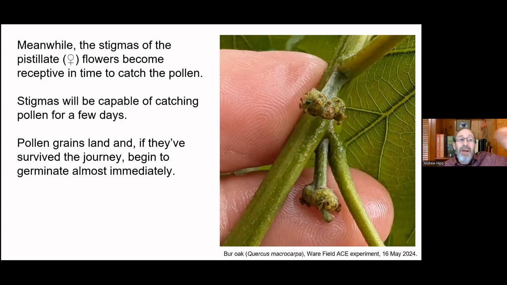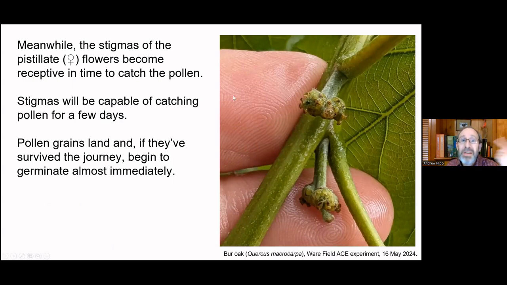Meanwhile, the stigmas of the pistillate or female flowers become receptive just in time to catch the pollen. What we're looking at here, these things that look like little baby acorns, are the pistillate flowers. Each one has 3 stigmatic lobes at the tip. When they come out fresh and pink to reddish, they're nice and sticky, they're receptive, so that pollen that's flying on the wind can stick on the surface of that stigma.